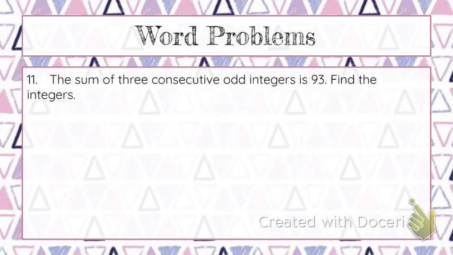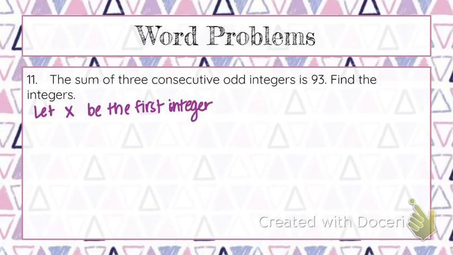And for our final example, number 11, the sum of 3 consecutive odd integers is 93. Find those integers. So what we're going to do with this one is a little bit different. So we know we have 3 numbers we need to find. Let's call the first one x. Let x be the first integer. So if x is the first integer, and they have to be consecutive odd integers, so that means that they have to be odd numbers and they have to be in order. They can't be out of order.